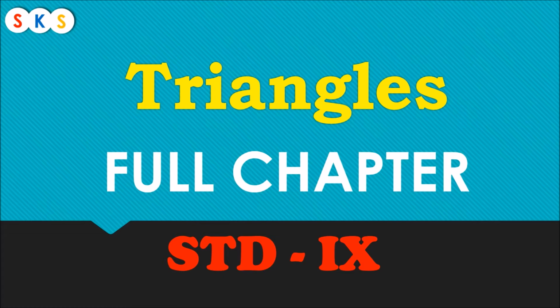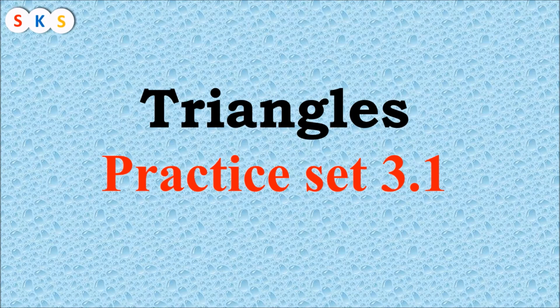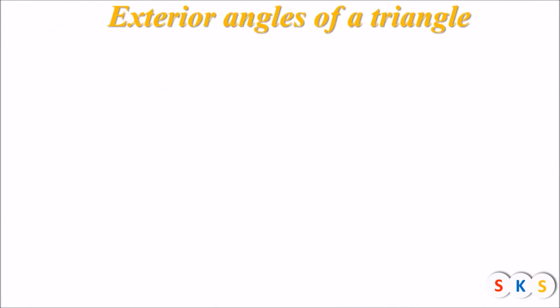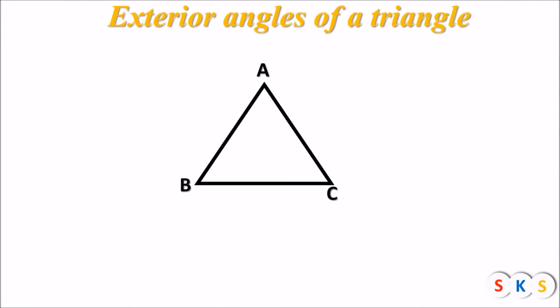Let's start. Exterior angle of a triangle. Here we have a triangle ABC. Now we will extend side BC. We will get here angle ACD. You can see one angle ACD outside the triangle. This angle is called the exterior angle of triangle ABC.